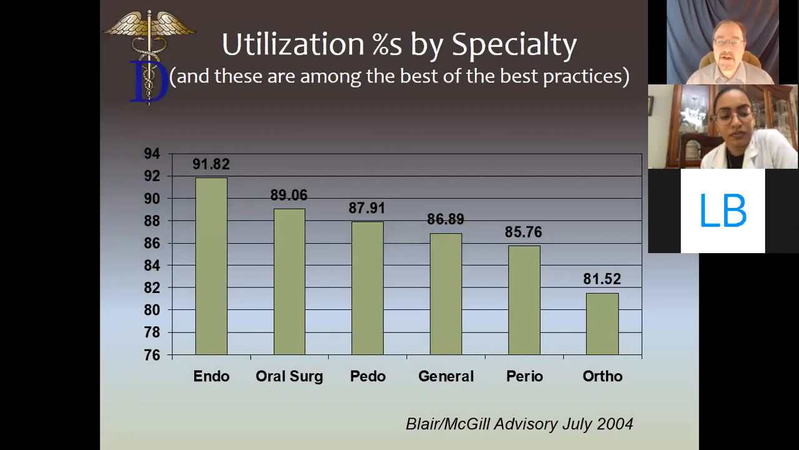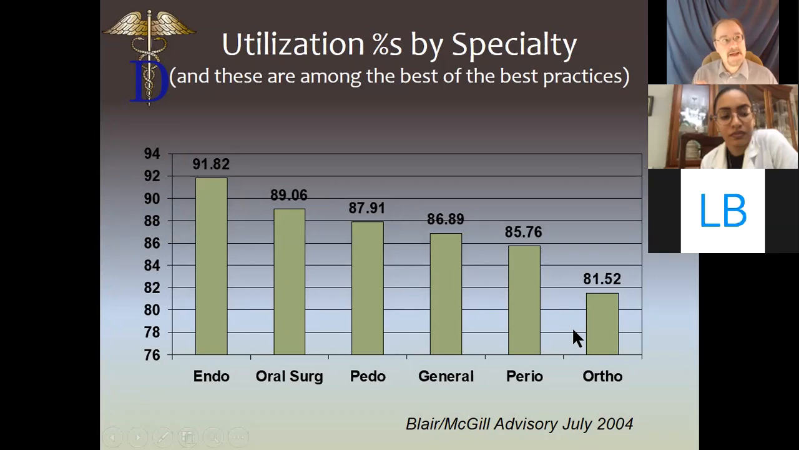Now, this is a slide I really wanted to emphasize with you. This is from the Blair McGill Advisory. This is one of the recommended newsletters I would suggest you consider buying in practice. I think it's about $300 or $350 US a year. It might be a little less expensive if you get an e-version. I think it's now just called the McGill Advisory, because I think Blair has since retired.